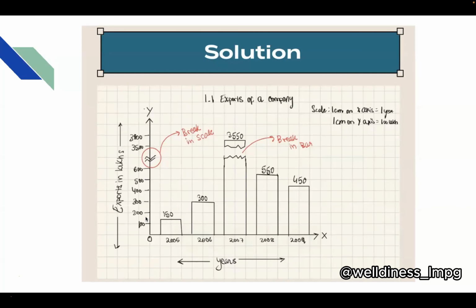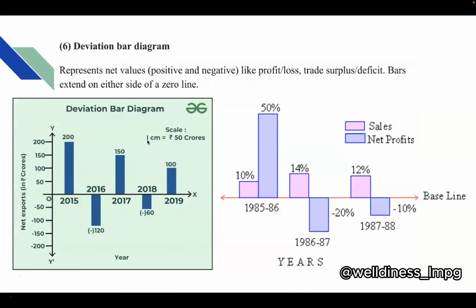Because there's always a scale of 100, 200, 300, like that's supposed to be the scale. But now we jump to 3,500. So this is what we use to signify that there's a jump that took place here so that there won't be confusion. So that's a broken scale bar diagram.